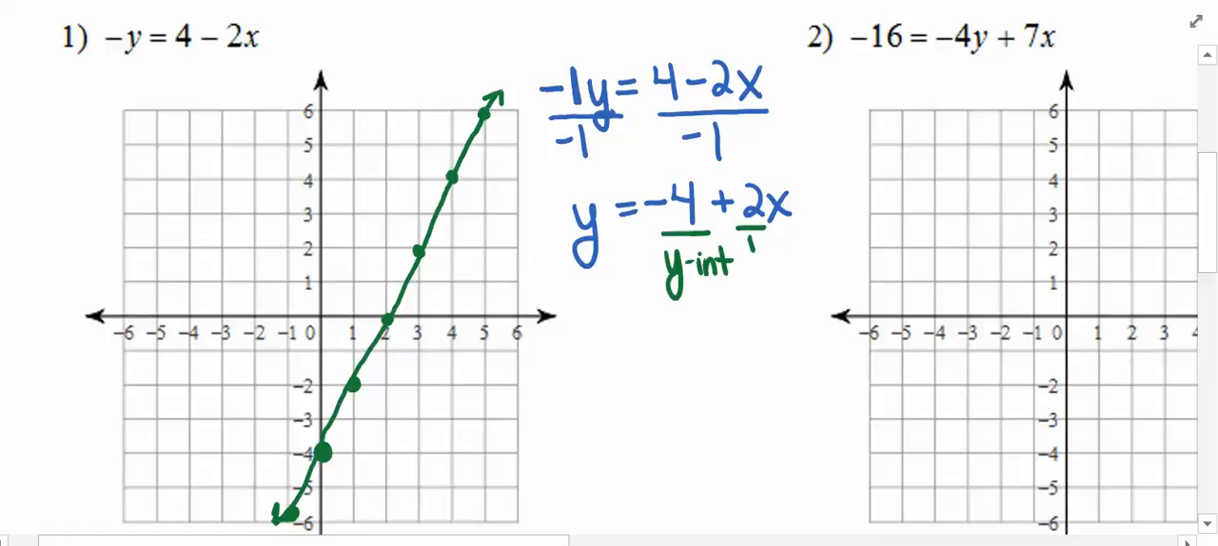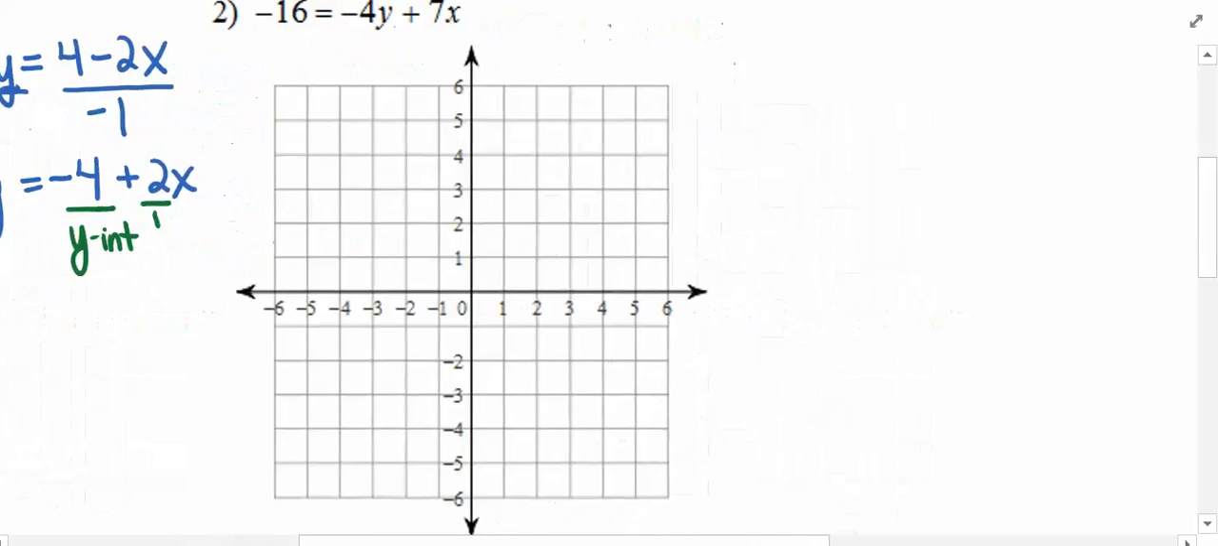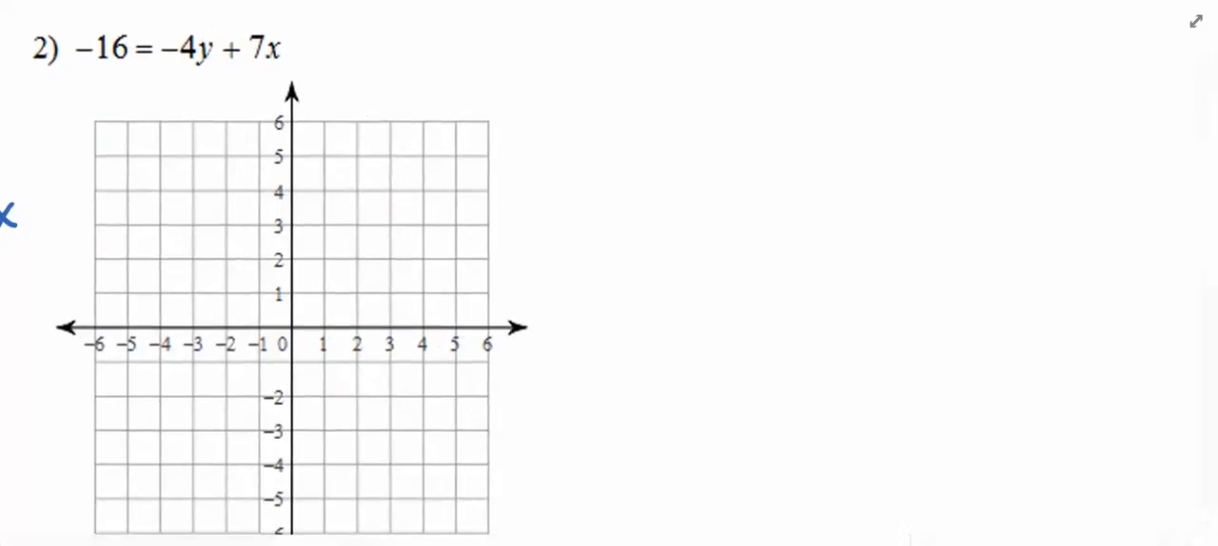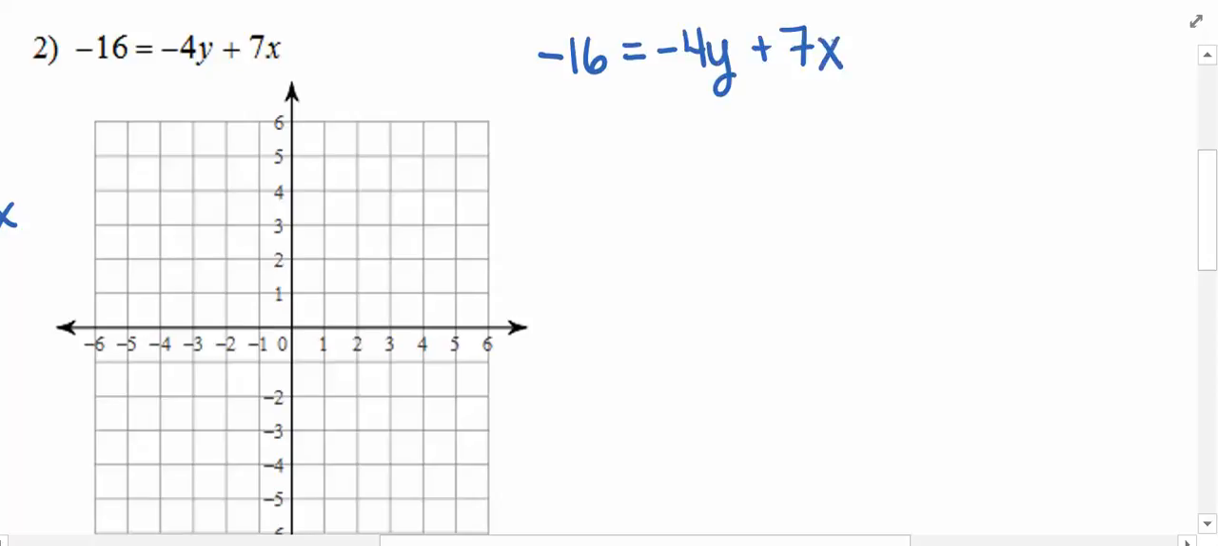If you go over to number 2, this one's a little bit trickier. You need to get y by itself, so again, I am going to rewrite the problem. It is negative 16, negative 4y plus 7x. Okay, so I want to get y by itself.